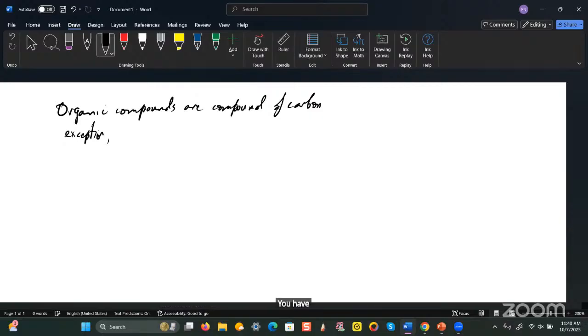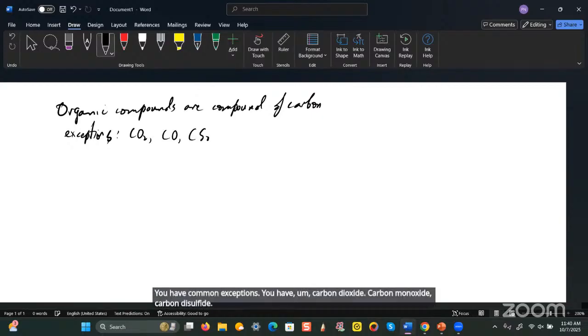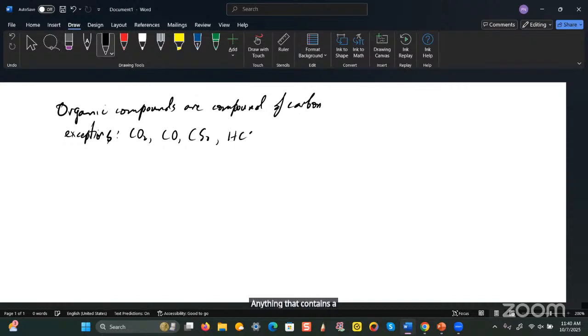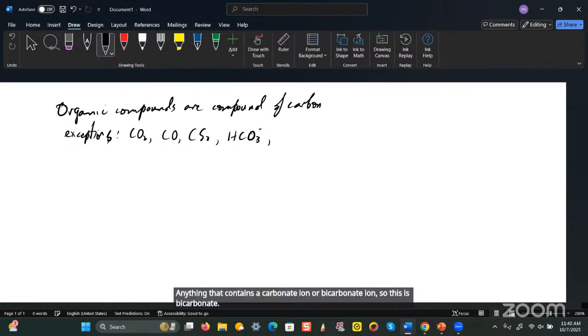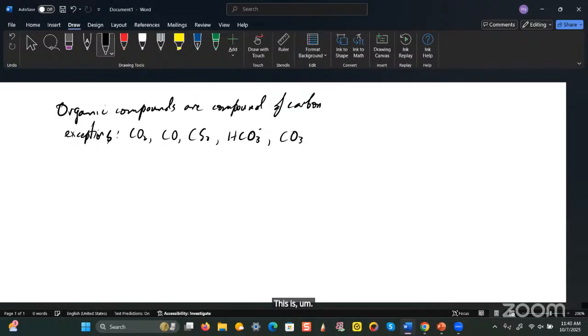You have carbon exceptions. You have carbon dioxide, carbon monoxide, carbon disulfide, anything that contains a carbonate ion or bicarbonate ion. So this is bicarbonate. This is carbonate. And I think there's one more. What am I missing? Oxalate. C2O4 2 minus. Okay, so pretty much all other compounds which contain carbon are considered to be organic, right? But these are the exceptions, right?